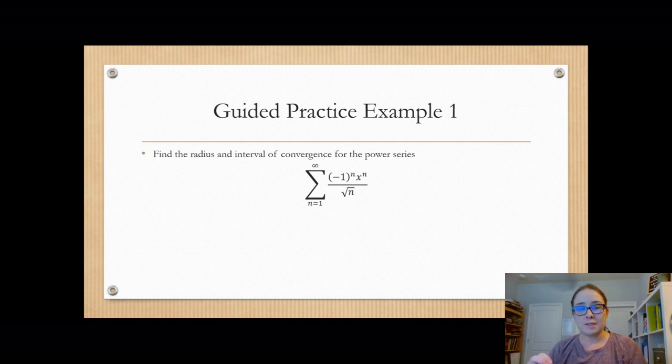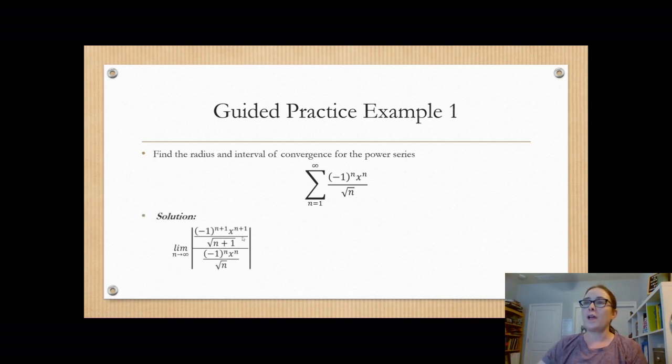So remember, the ratio test is a limit as n approaches infinity of the ratio, so dividing two successive terms. So I have the n plus 1 term up top divided by the nth term here. And we are going to have the absolute value on these in order to get an interval. Otherwise, I'll just get one of the endpoints and I won't get the entire interval if I don't have an absolute value on there. And we'll see why that is as we go through this problem.